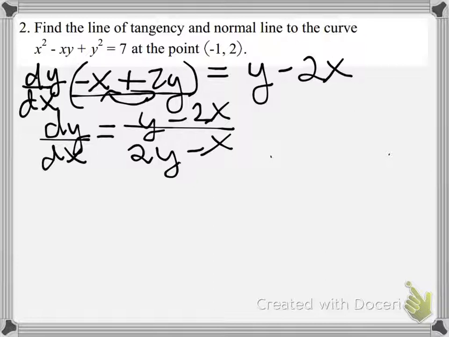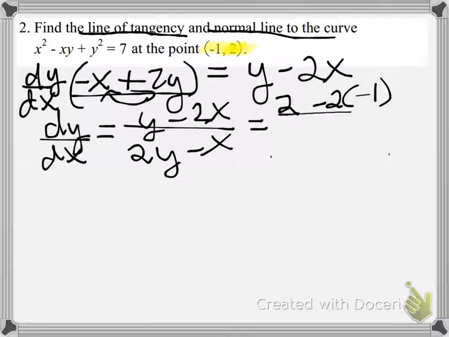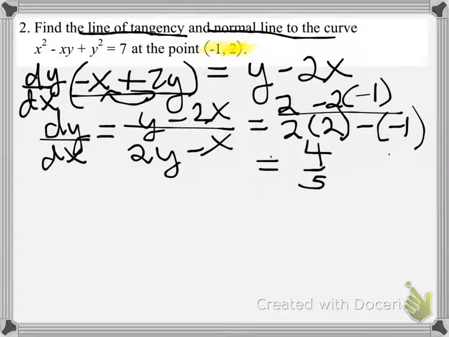However, that is not what the question is asking us for. It wants us to find the equation of the line of tangency and the normal line. So the only thing that we have found is our tool in order to find the slope. Well, it's given us this point for a reason. It's telling us to use that as our x value and y value. So I'm going to plug in 2 for y and negative 1 for x. So this is going to give me 2 minus 2 times negative 1 over 2 times 2 minus negative 1. So if you do your little arithmetic, you would get 4 over 5 is the slope.